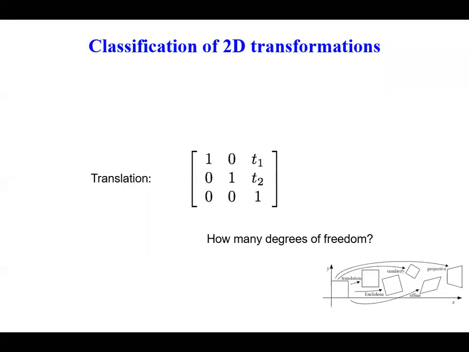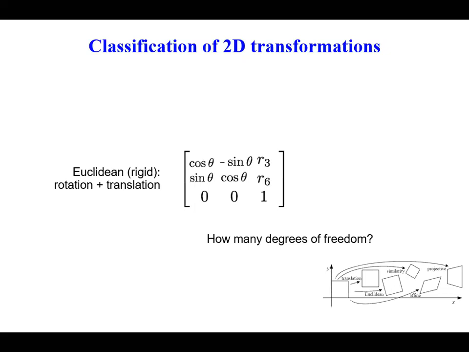So with this, if I would like to see how many degrees of freedom I have, I will find that I have 2 degrees of freedom. Why? Because I can change T1 and I can change T2. T1 is nothing but the translation in the X direction, and T2 is nothing but the translation in the Y direction. So I have 2 degrees of freedom. Okay.